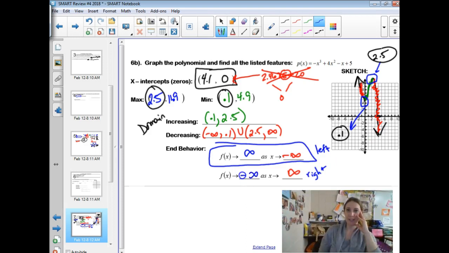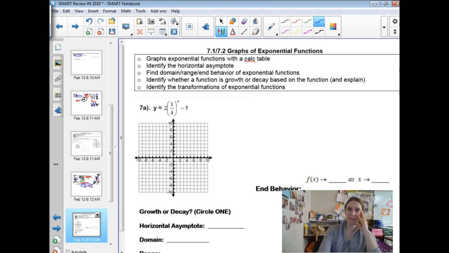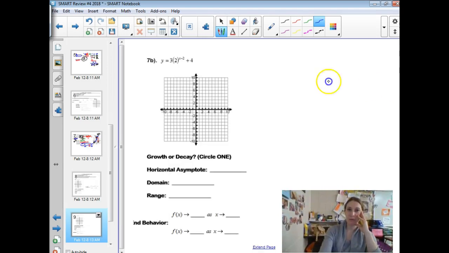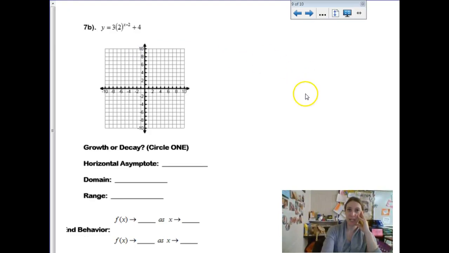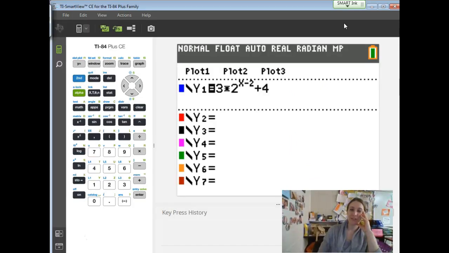So -infinity. All right. One more new topic that we tested, but it's a big one, right? So I'm going to do 7b with you, because I think your other teacher did 7a with you in the classroom. We're going to want to get this typed into our calculator. I'm going to pause the video. You pause as well. Alright, so get your function typed in.